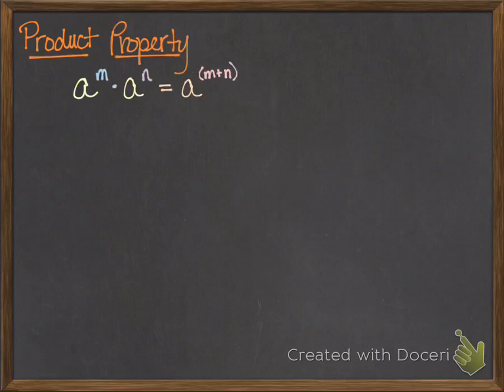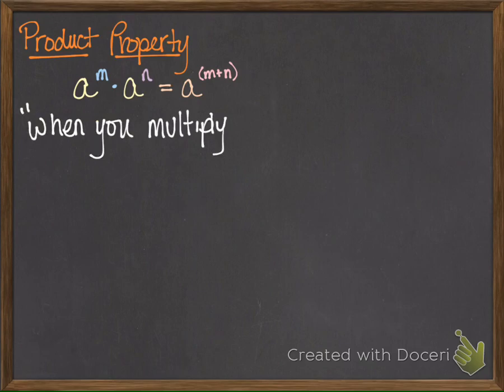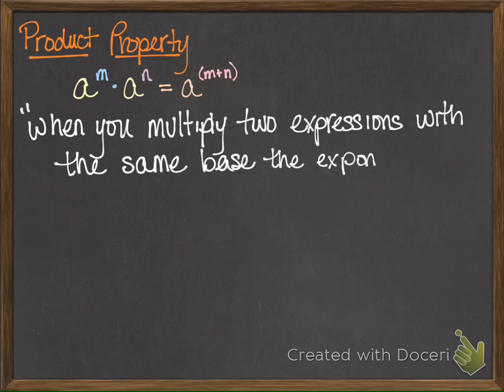that says that a to the m times a to the n is equal to a to the m plus n. In reality, it says anytime you multiply two exponential expressions and they have the same base, recognize that a is the same in both of those expressions, we add the exponents, keep the base the same.